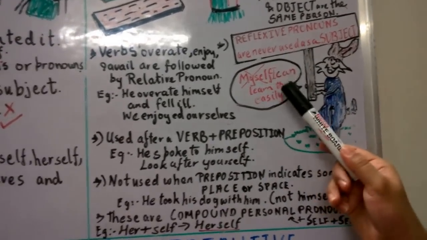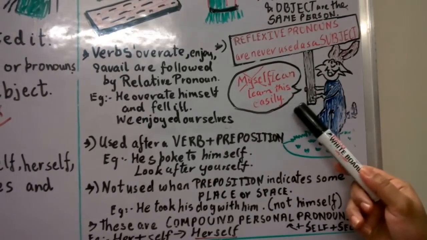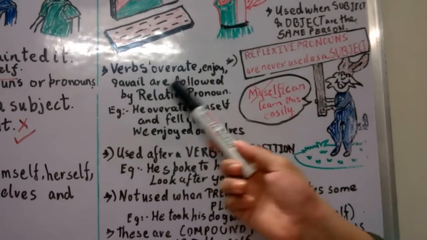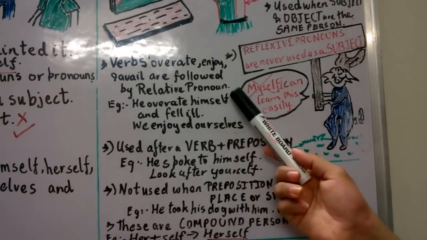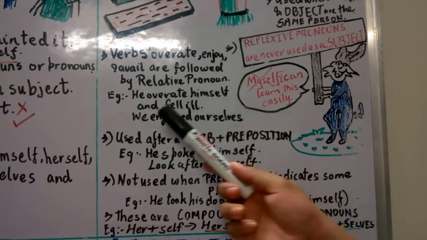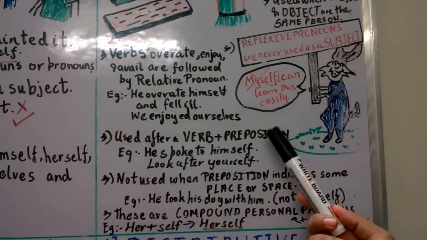For example, myself we cannot use as a subject. You have to say I can learn this easily. In reflexive, verbs such as overeat, enjoy and avail are followed by a reflexive pronoun. For example, I say he overate himself and fell ill. For enjoy, I will write the example, we enjoyed ourselves.